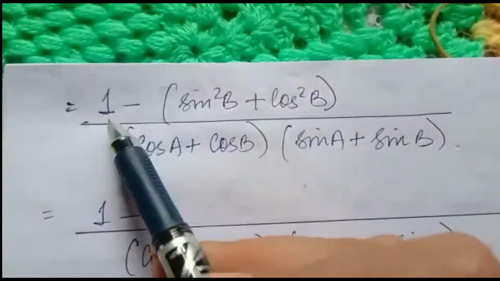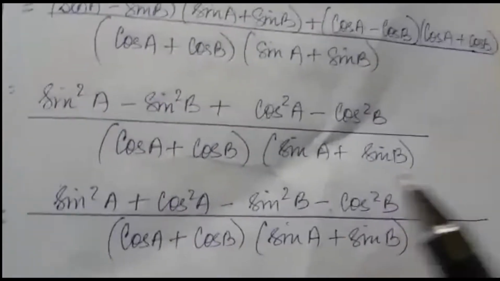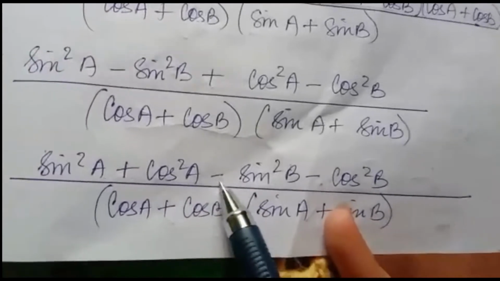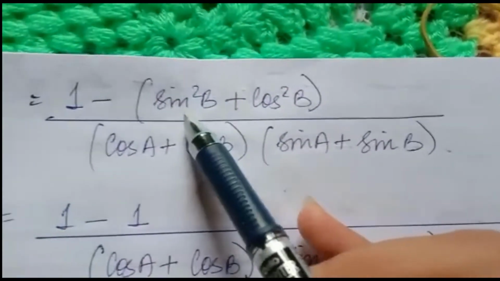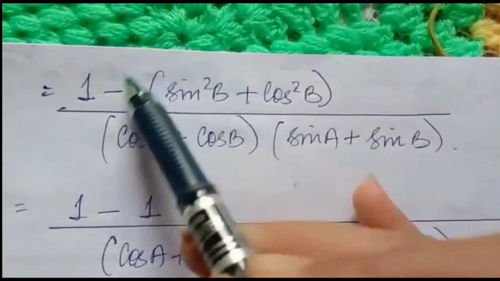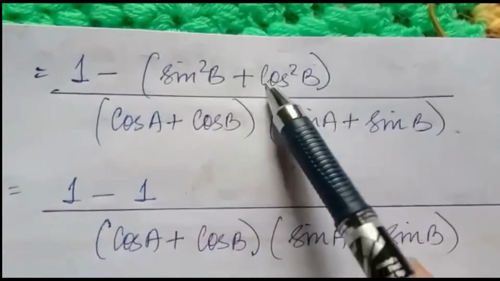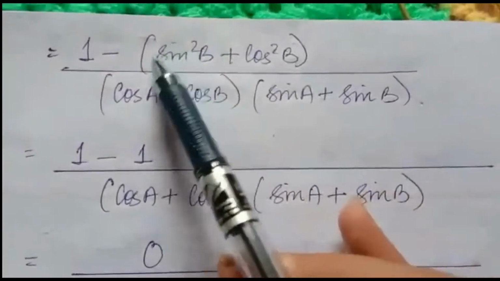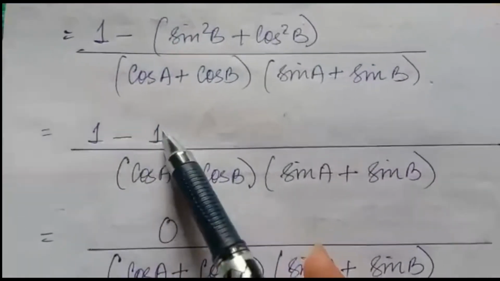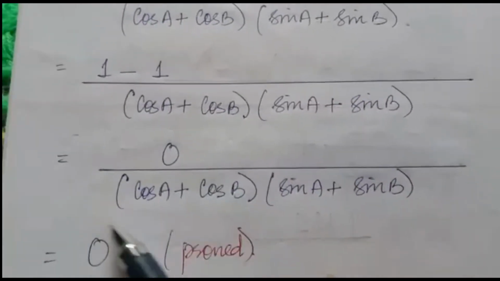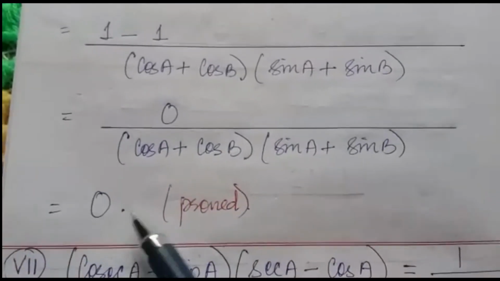In place of that you write 1. Then for the second part, you take minus common. After that we'll get sin square B plus cos square B. Again this is 1 because sin square theta plus cos square theta is 1. So in place of this again 1. 1 minus 1 is 0, and 0 divided by anything is 0, proved.